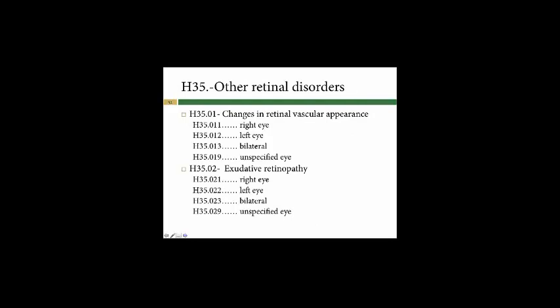H35 is the category for other retinal disorders. H35.01 dash. The dash tells us we're going to need another character. Changes in retinal vascular appearance, or dash 02, exudative retinopathy. And of course, there are many different types of retinopathy that we have the choices of both in ICD-9 and in ICD-10, and we want to make sure we're using the most specific one possible.